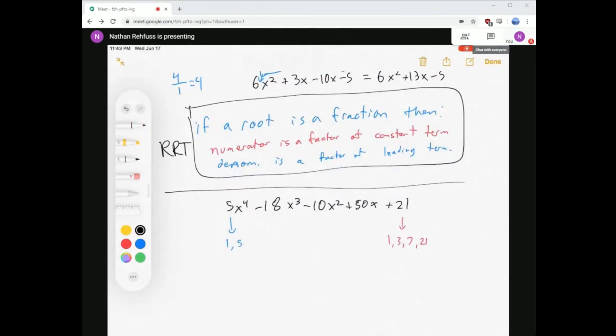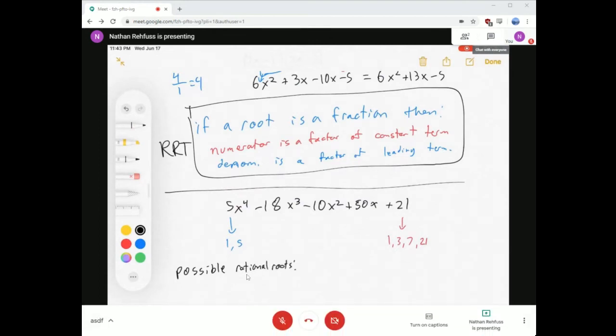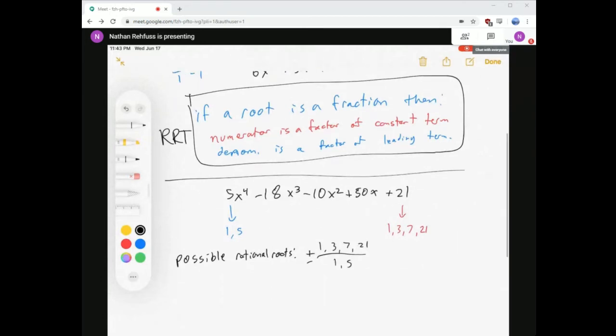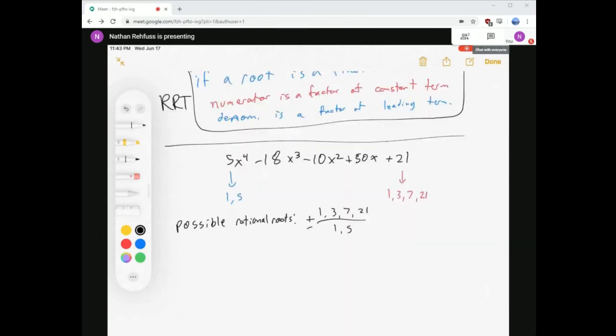So, possible rational roots. Oh, I should explain what the word rational means. It's not rational as in clear-headed, it's rational as in ratio-nal. A ratio is another word for a fraction, right? Okay, so the possible rational roots. The numerator could be 1, 3, 7, or 21. The denominator could be 1 or 5. Oh, and we have no way to tell whether these things are positive or negative, so I'll slap a plus or minus sign out front like this. If I wanted to write out all of these roots, I could have 1, 3, 7, or 21 in the numerator.